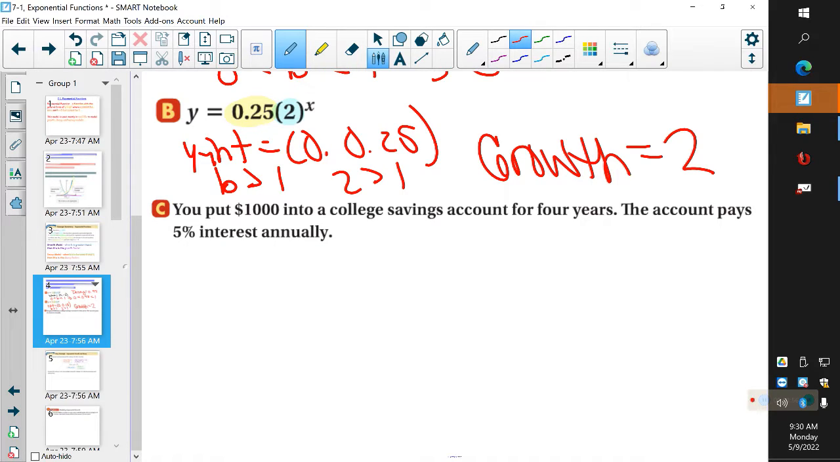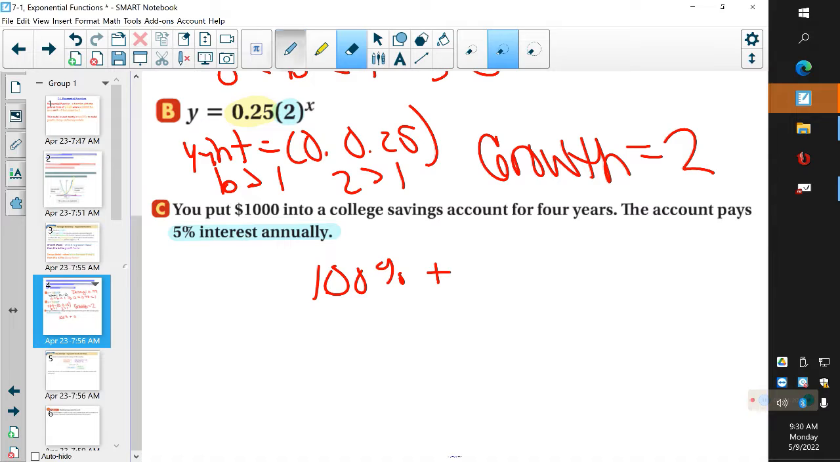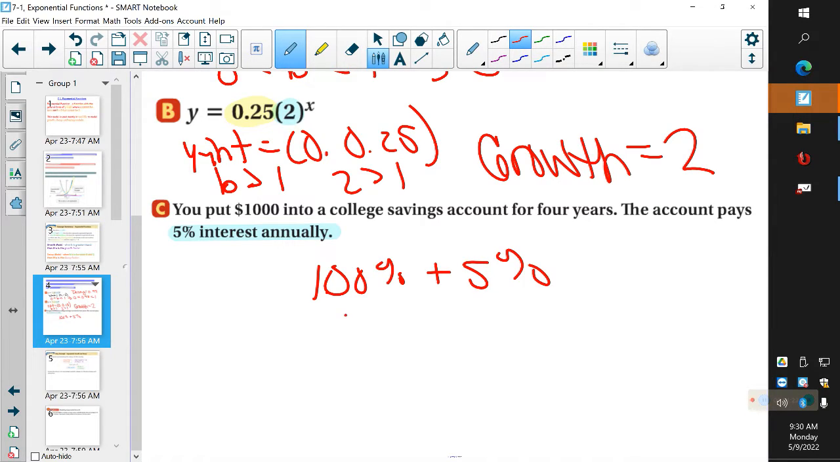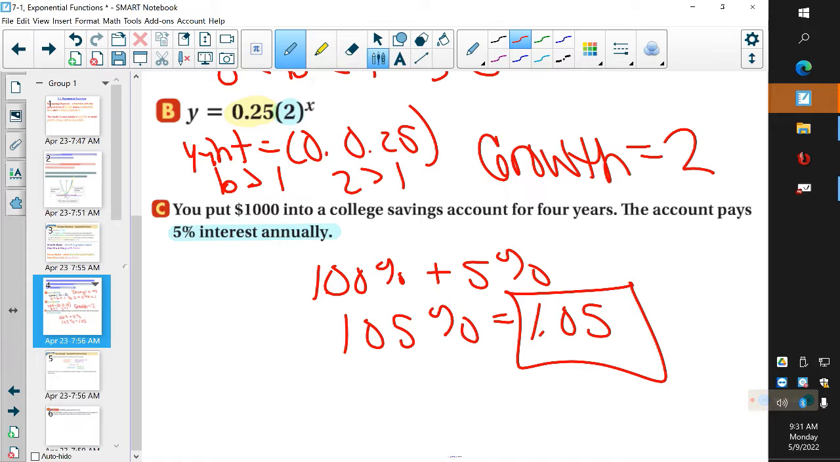It says you put $1,000 into a savings account for 4 years. The account pays 5% interest annually. Is this going to grow your money or is this going to decay your money? If it says that it's going to have interest, interest means that it's going to be bigger, and I'm going to have 100% plus 5%. So that means I'm going to have 105%, and if you put that into decimal, that's 1.05. This is what we call our growth.